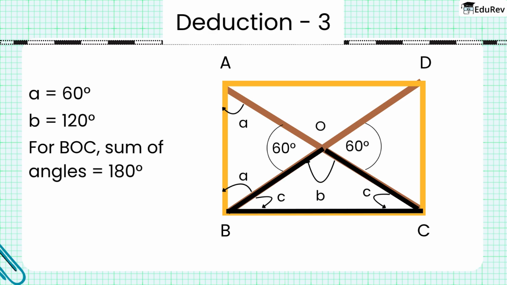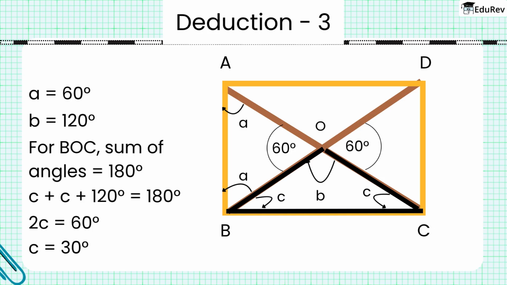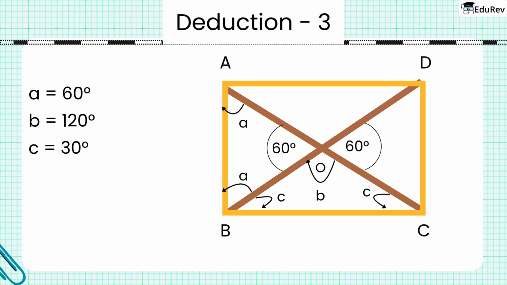Now, for triangle BOC, sum of angles is equal to 180 degrees. So, C plus 120 is equal to 180 degrees. So, 2C is equal to 60 degrees. And C is equal to 30 degrees. Now, if we sum A plus C, we will get angle ABC, so it equals 60 plus 30 degrees is equal to 90 degrees.